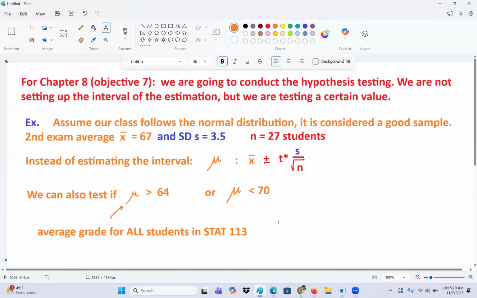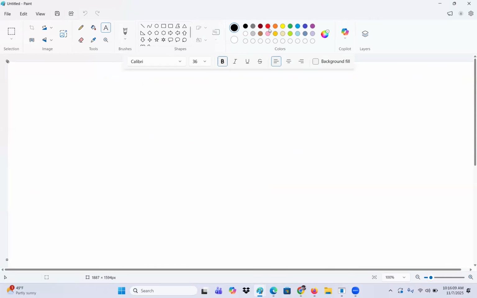So instead of just setting up the interval, we're actually going to conduct that test to serve our goal and purpose. We're not going to estimate the entire confidence interval. I want to know if the average grade was basically less than a C minus, or greater than a D plus. So this is our job to get it done. So we're going to do the hypothesis and so on. The hypothesis testing is very important because it must follow that procedure.